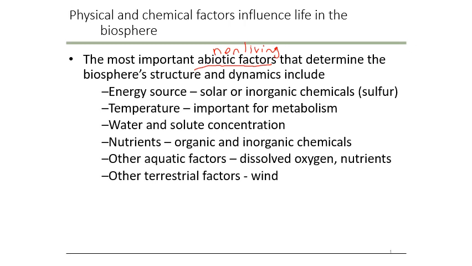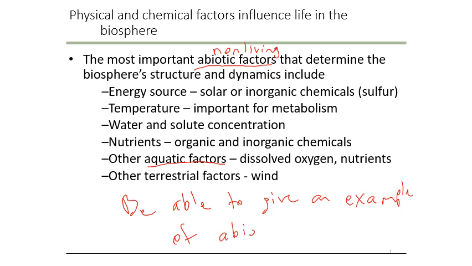So energy source, temperature, water solute concentration, nutrients being what we talked about in the last part, so the amount of carbon, nitrogen, phosphorus that's in the soil and the air. Other aquatic factors: dissolved oxygen, nutrients, so this would be for in the water again, and for a terrestrial factor, wind is just another example. And so I'm going to write down here: be able to give an example of an abiotic factor on the exam. Yeah, I think I asked just one on the exam.